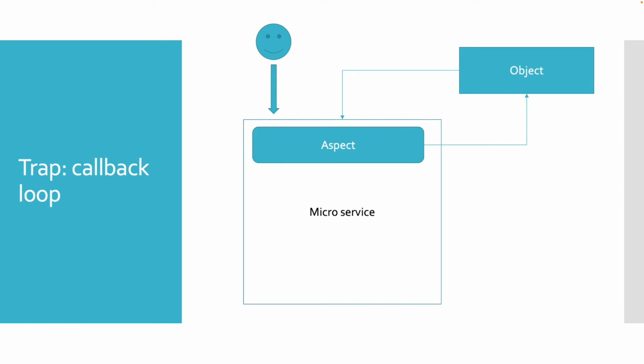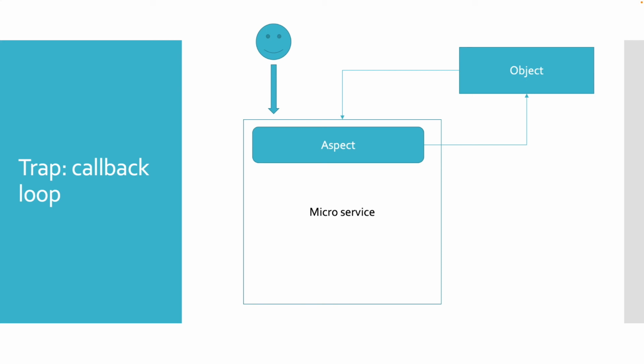For example, in this microservice, it has an aspect. Maybe it's just for security checking, and the aspect will delegate this responsibility to check an object. However, the object calls back the microservice to do the actual work. In this way, it produces a callback loop. In this scenario, maybe we need to break such a loop in the aspects.